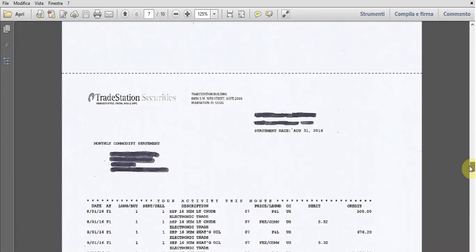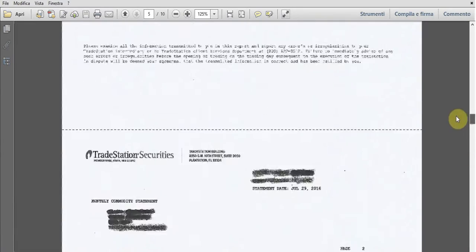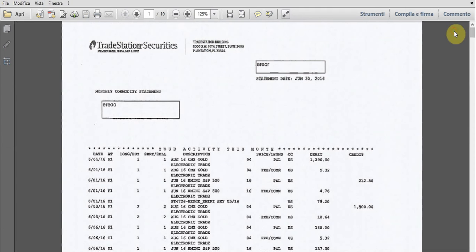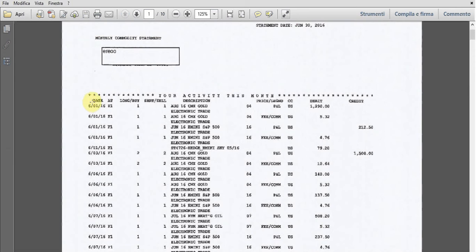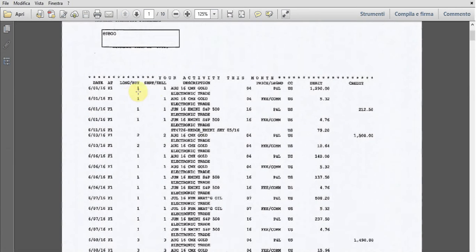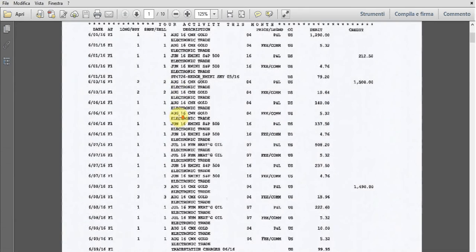People who know TradeStation know that it's possible, and by the way it's a feature of every platform and every broker, to extrapolate the performance, the live trading track record, by month into a PDF. For obvious reasons, we have covered the personal data for privacy. This is a report from one of our customers, and we see here from the beginning of June this year, trade by trade, the entire track record.